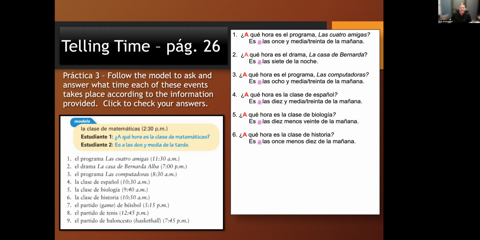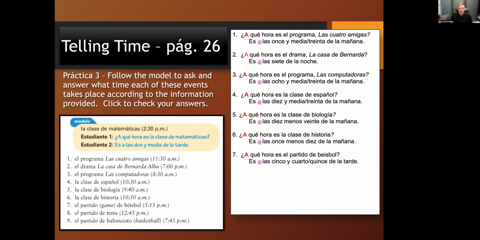Muy bien. Número 7. El partido, which means game, de béisbol. And you can probably figure out that means baseball. So, la pregunta número 7, ¿a qué hora es el partido de béisbol? Y la respuesta es a las 5:15 de la tarde. Clase, repitan, ¿a qué hora es el partido de béisbol? Es a las 5:15 de la tarde.